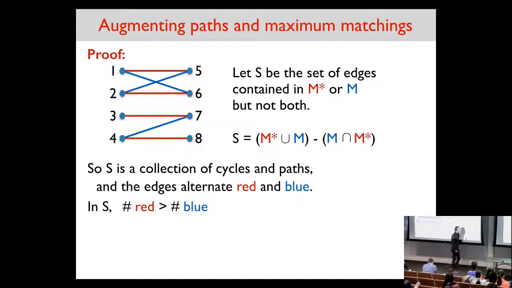Now, one thing I know about S is that the number of red edges has to be more than the number of blue edges. Why? Because M star, as we assumed, is a bigger matching than M. M, we said, is not a maximum matching. M star is a maximum matching. M star has strictly more edges. And when you take out, in S, the intersection of M and M star, it doesn't affect the fact that the number of red is going to be more than the number of blue.